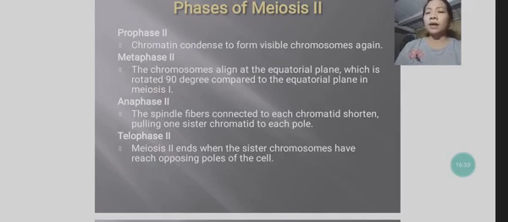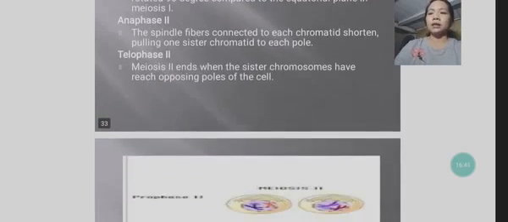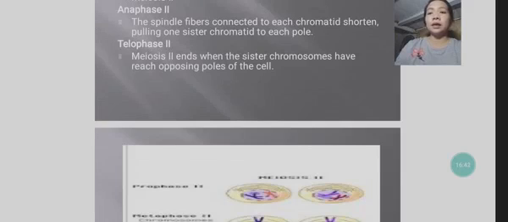Meiosis 2 ends when the sister chromosomes have reached opposing poles of the cell, and it also ends with a cytokinesis. Okay, don't forget that cytokinesis marks the end of the process.